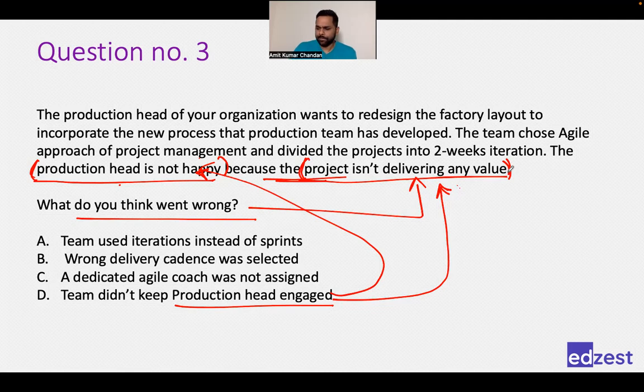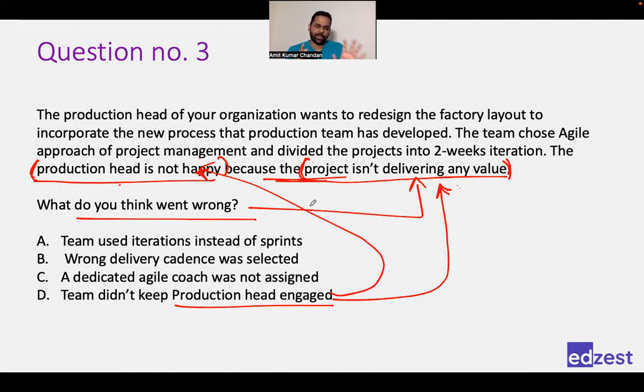It's clear, Amit, but the wrong delivery cadence doesn't mention that they thought it was a simple job. Maybe they selected a longer time than it was needed. It was a simple job. No, but then it will not deliver the value. See, that's what I'm saying. We don't have to exactly find that, yes, this is the only reason because of which it happened. We have to see, can wrong delivery cadence result in project not delivering value?